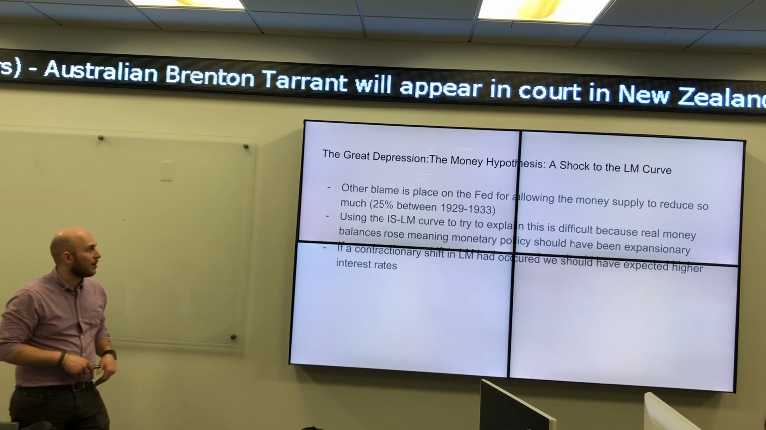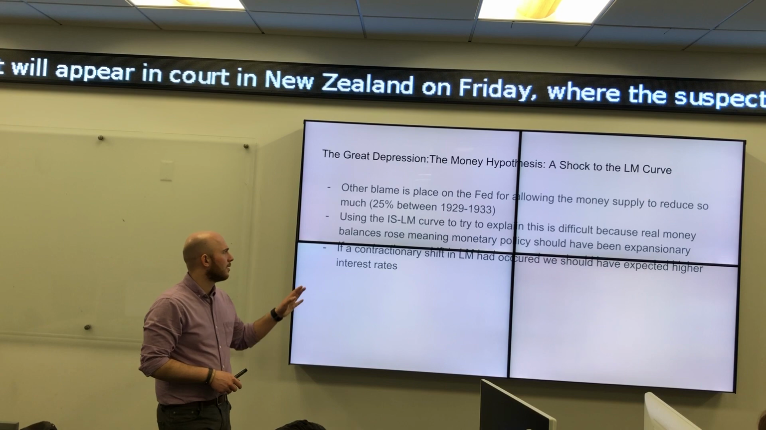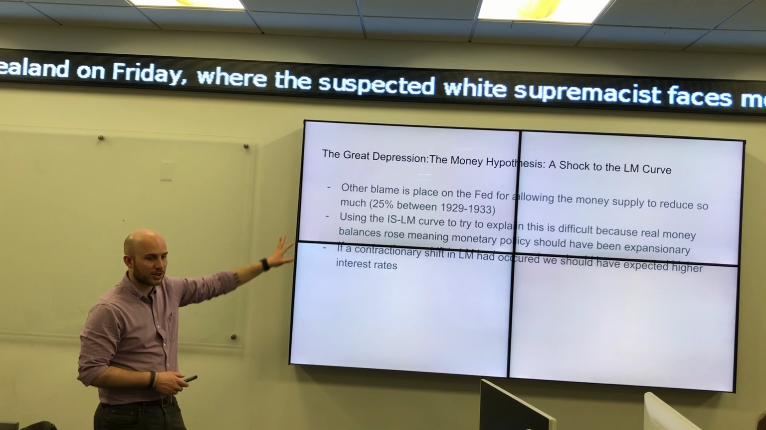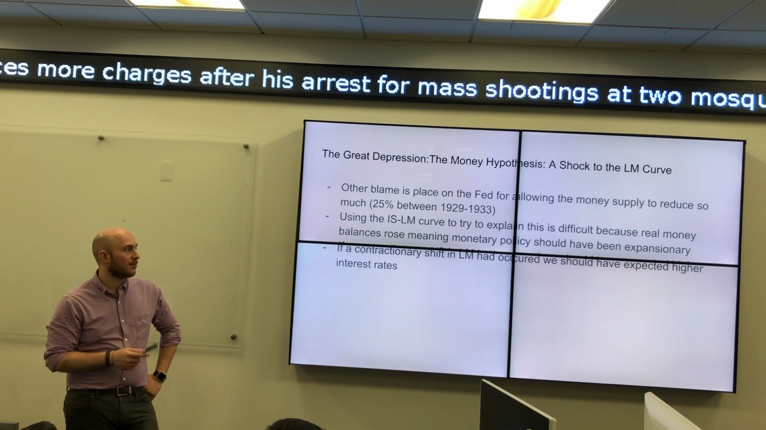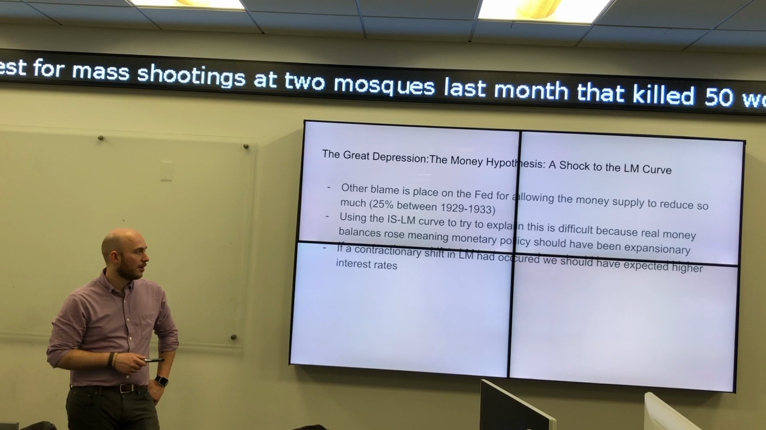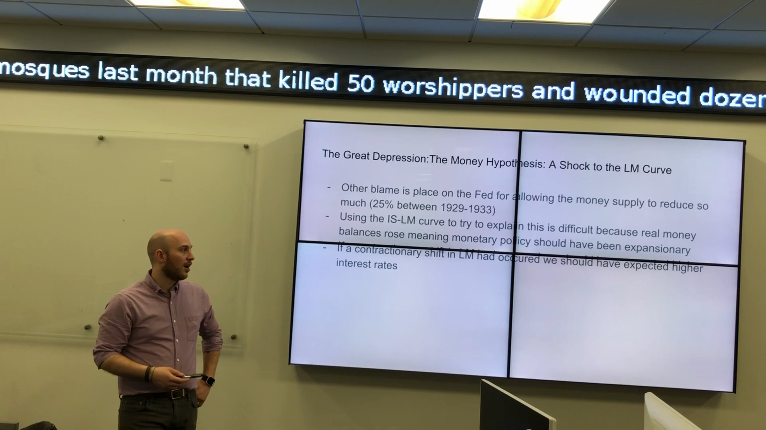So others place the blame on the Fed for allowing the money supply to reduce so much. Again, I mentioned that they reduced the money supply 25%. And trying to use the IS-LM curve to explain this is difficult because real money balances rose, meaning monetary policy should have been expansionary. And if a contradictory shift in LM had occurred, we would have expected higher interest rates, but that's not what we saw. We saw lower interest rates.